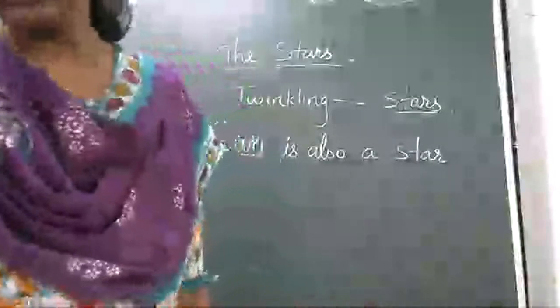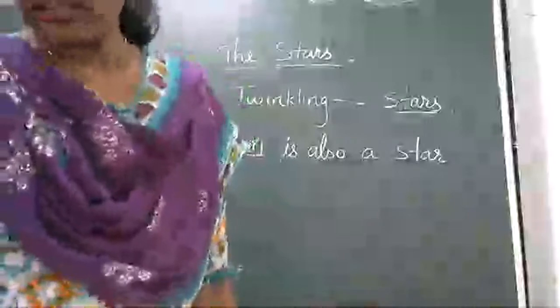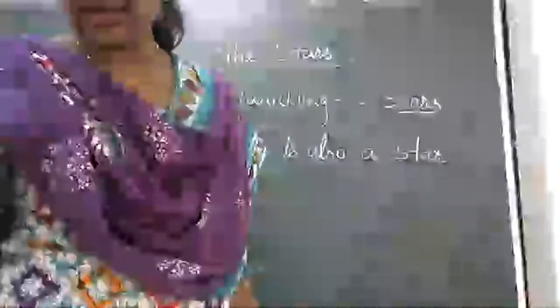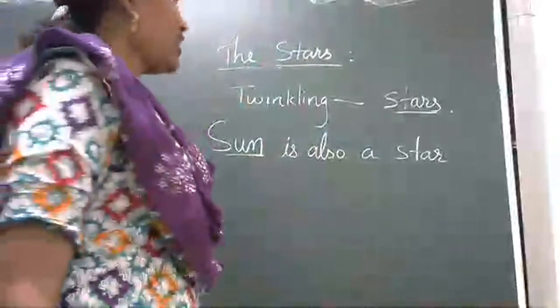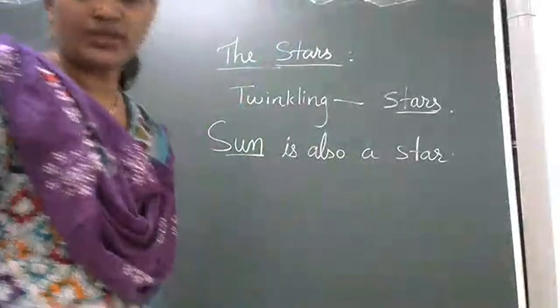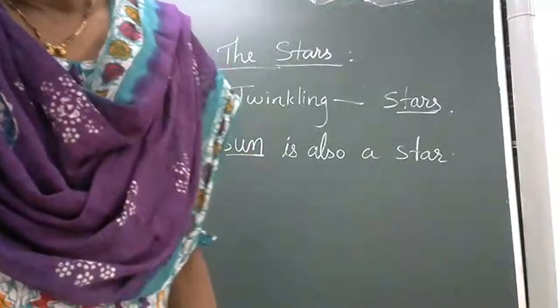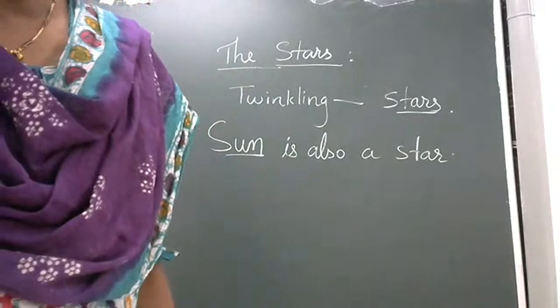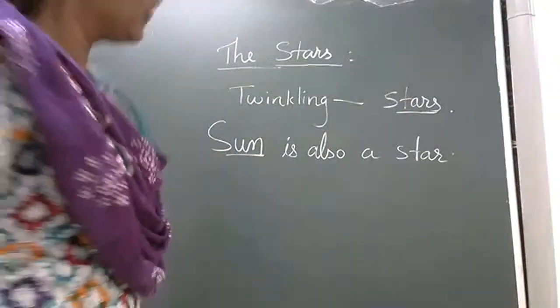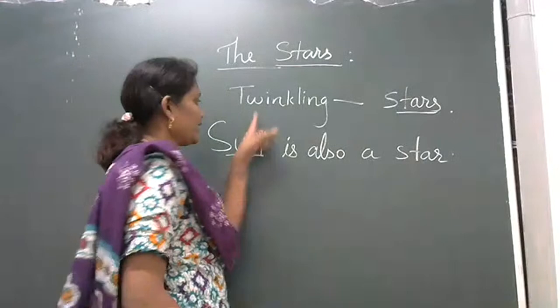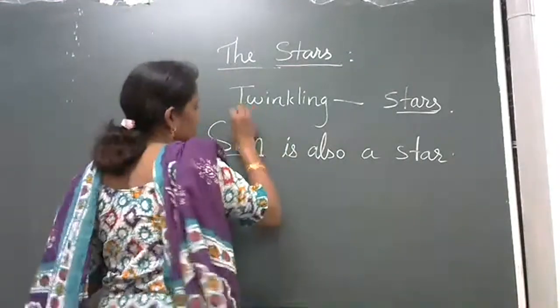Okay, then next. Now, so there is a large number of stars in the sky, when we observe carefully on a dark night and from a place away from the big city. Now, the Sun is also a star, and it is one of the biggest stars. The stars are millions of times further away than the Sun. So, why are they twinkling? Why are these stars twinkling?